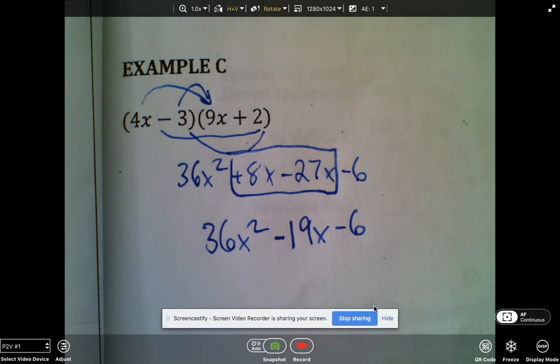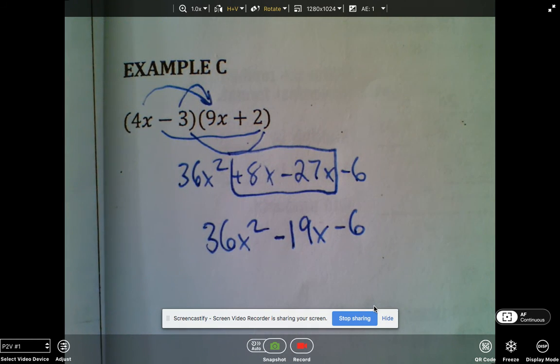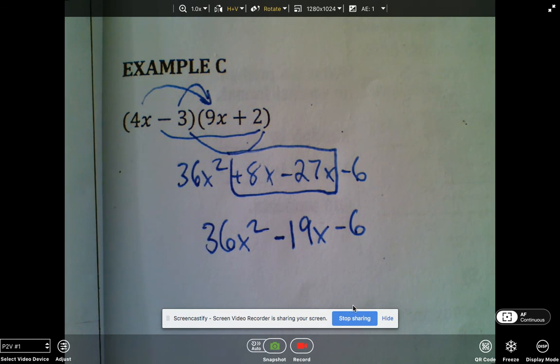Hopefully this helps. I believe, if I remember the lesson correctly, you're going to watch Math by 5, watch him do FOIL, and then we'll do the guided notes again. So good luck, and hope things are going well.